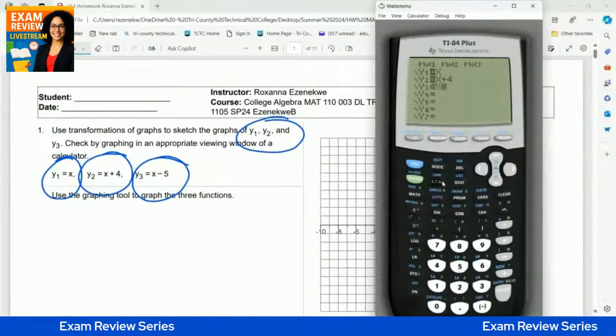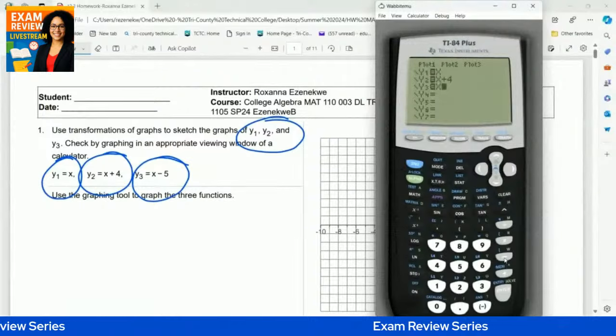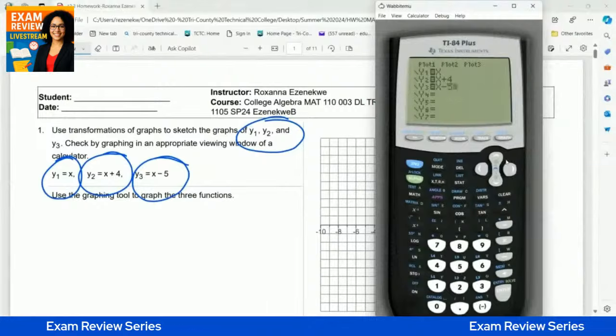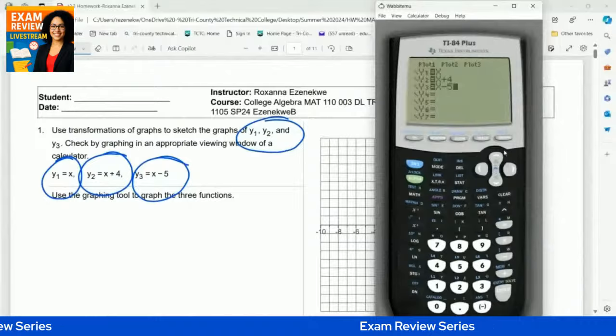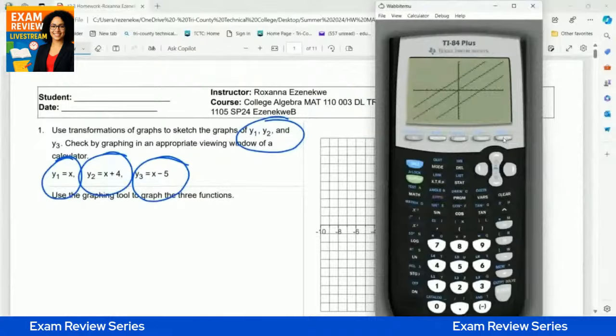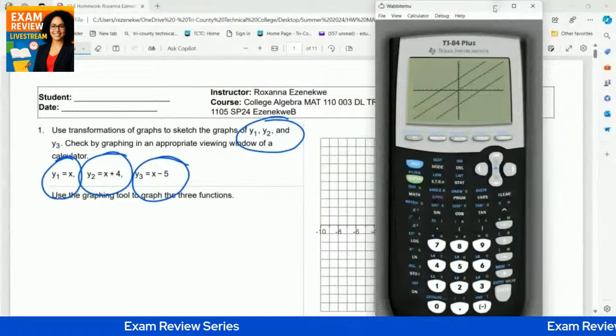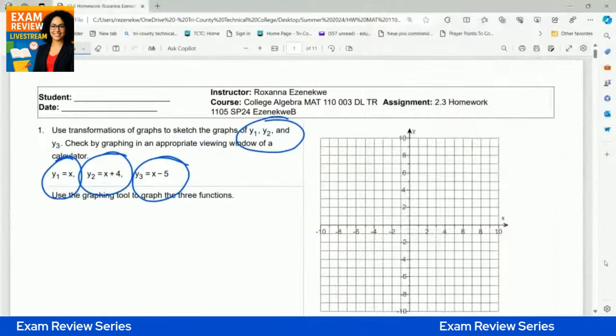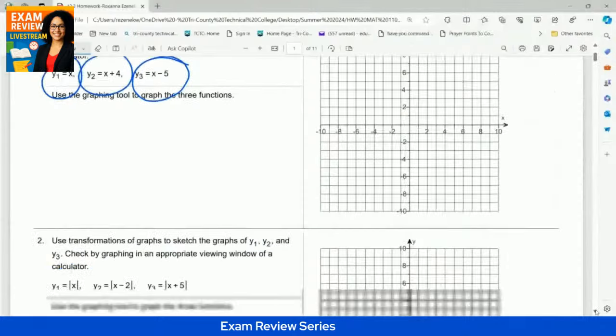All right, so x minus 5. This time, this is the minus you're going to use. Minus 5. And I'm going to graph all 3 of them. You see, it looks like a tessellation. So this is a transformation of a linear function. All right, I know you can graph this, but I want you to know where we are now. This is 1.3, and we are not doing all of that.